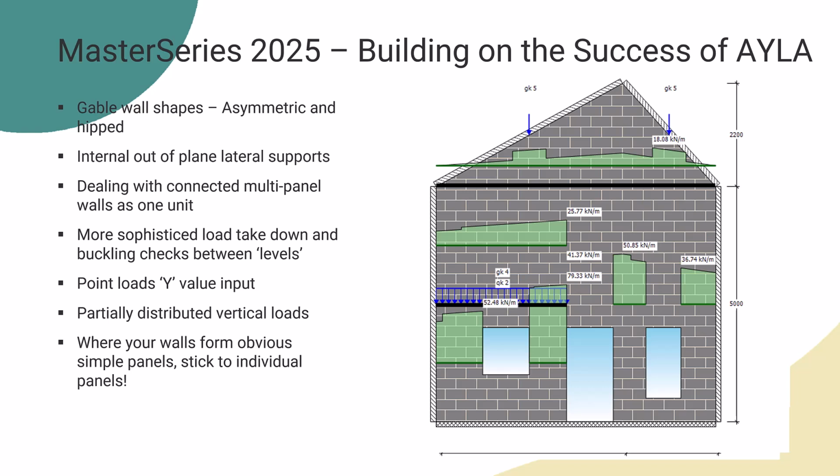In addition to the multi-level situation, point loads that we previously only could apply to the topmost of the wall, as they are here, now have a Y value input so that they can be applied perhaps at an intermediate level or at any point within the wall, and they will perform their load takedown from that location based on the spread, the 60-degree spread, as I believe it is in the Eurocode.